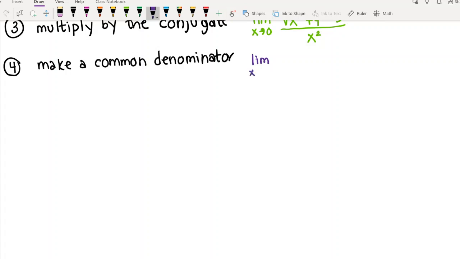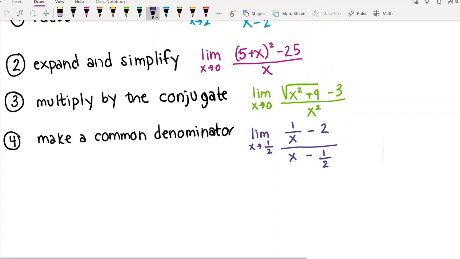So an example of this last one might be something like the limit as x approaches 1/2 of 1 over x minus 2, divided by x minus 1/2. We'll do that example again a little bit later, but basically the idea would be making a common denominator in the numerator, making a common denominator in the denominator, and then doing some algebraic simplification.